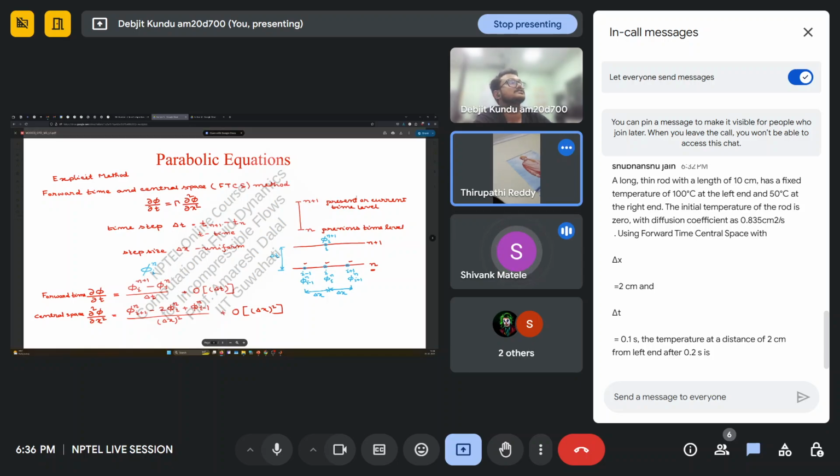So you see this template over here on the right end. Can you see my cursor? So n plus 1 is the present or current time level, and n is the previous time level, which is already known.